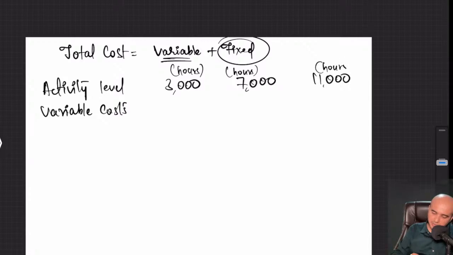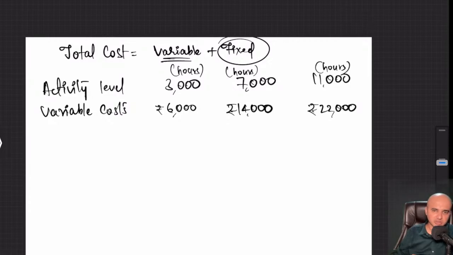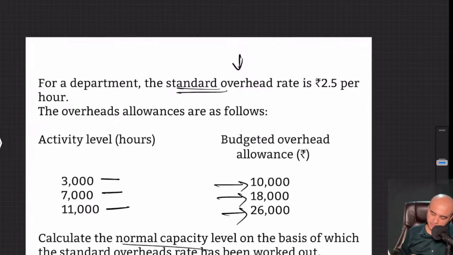If you multiply hours into variable cost per hour, you will get the variable cost. So 3,000 into 2 per hour would be 6,000 rupees. That is the variable cost. 7,000 hours into 2 per hour would be 14,000 rupees. Next, 11,000 hours into 2 per hour would be 22,000 rupees. This is the variable cost. At the same time, we also have something given in the problem, which is the budgeted overhead allowance. That is the total cost which we are supposed to consider.